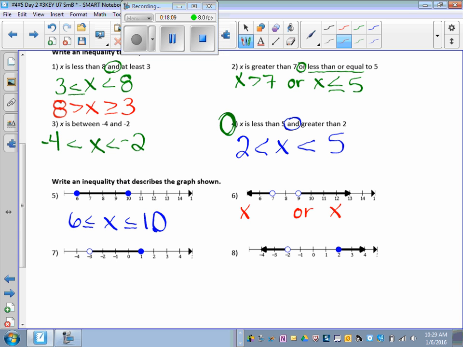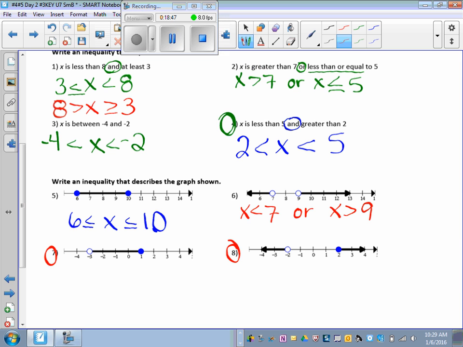Right, x is less than 7. It's everything less than 7. An open circle, which means there's no or equal to sign underneath. Then the second part here, how would I write my inequality for the second part over here? Right, x is greater than 9. It's everything larger than 9. Again, an open circle, so we do not have the or equal to. So this would be my final answer. x is less than 7, or x is greater than 9. That's it. Alright, so I want you guys to go ahead and do numbers 7 and 8.